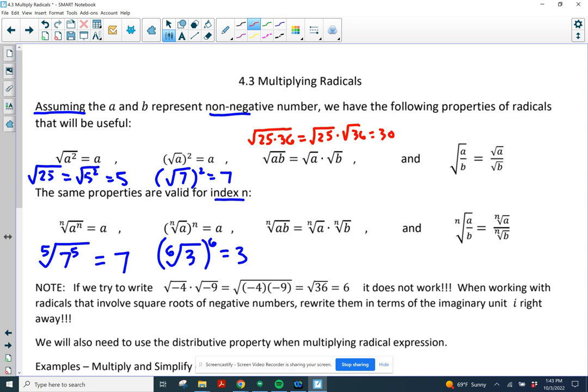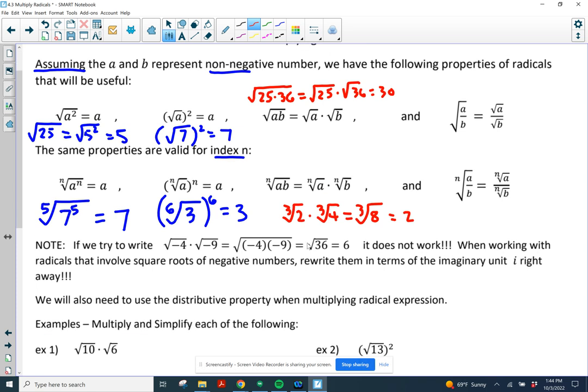Okay, next property. If I have the cube root, we're going to work it the opposite direction. If I have the cube root of 2 times the cube root of 4, the rule says I can make that the cube root of 2 times 4, in other words, the cube root of 8. Well, now think about 8. 8 is 2 times 2 times 2, so the cube root of 8 is 2. So we can use these properties to help us with simplifying radical expressions.